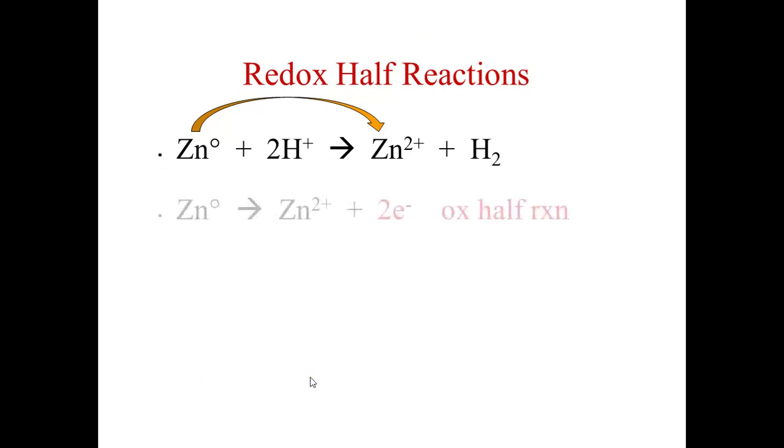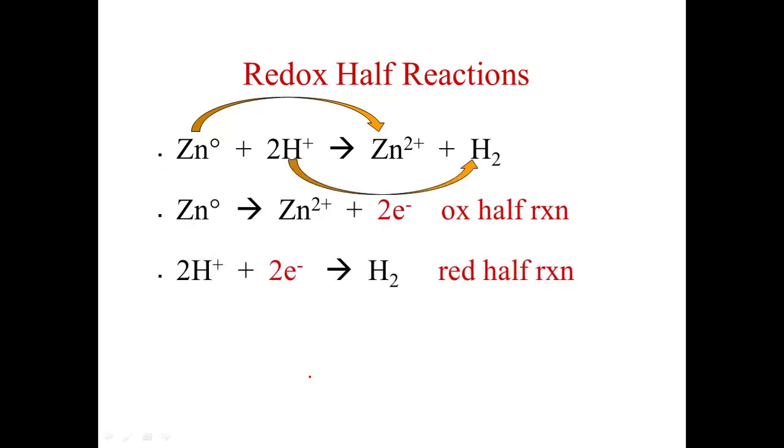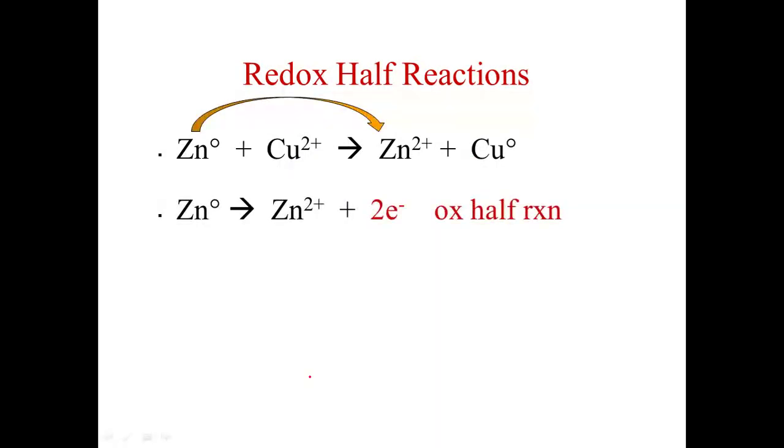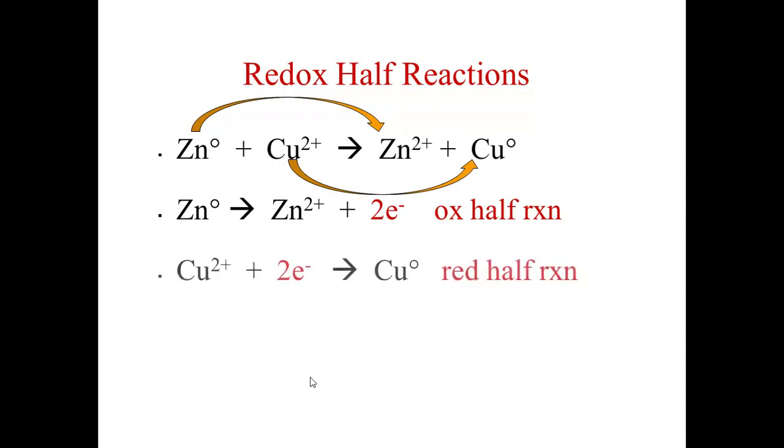Zinc is oxidized. Hydrogen is reduced. Both of these transferred equal numbers of electrons. Zinc is oxidized. Copper is reduced. Again, an equal number of electrons are transferred. If you do not have an equal number, you will have to balance that half reaction and balance out those electrons.